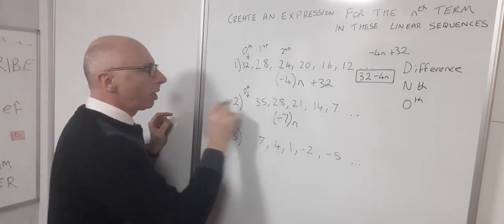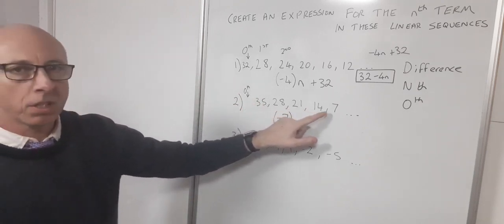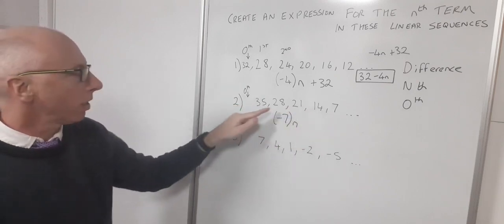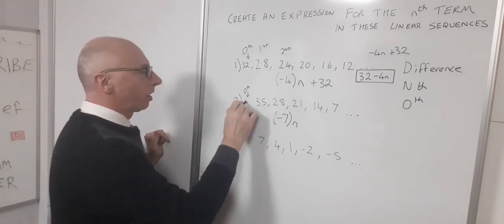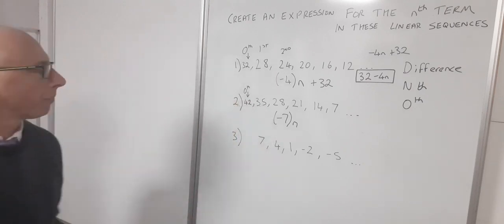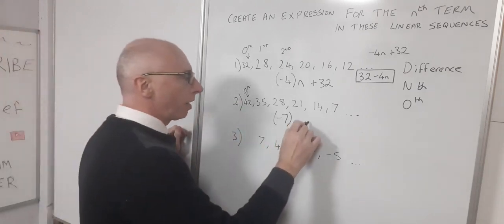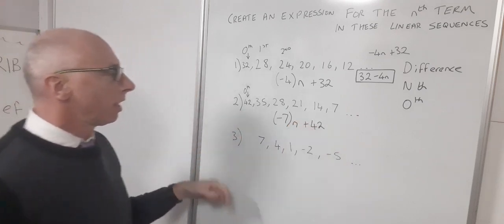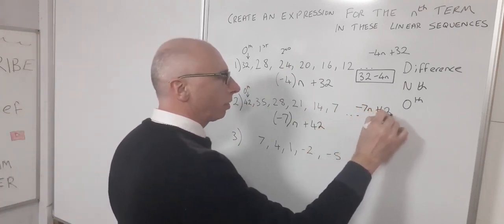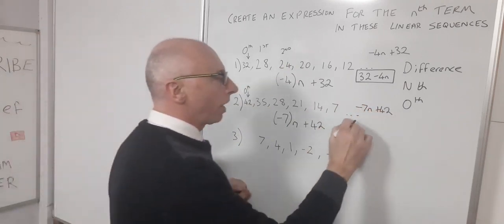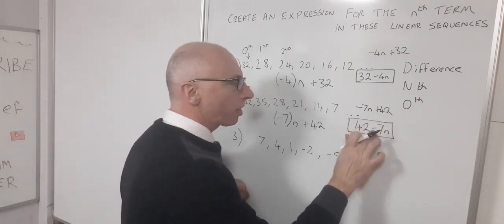For the 0th term, we're looking for a number we could plug into this bit here. Now we're dropping by 7 each time we go along in this direction, so in this direction we need to add 7. So 35 plus 7 is going to give me 42. So my 0th term will be 42. So now I write plus 42. So again, as we did here, I could write this as minus 7n plus 42, or even better, I would write 42 minus 7n. And that way I have my minus sign in the middle rather than at the front.